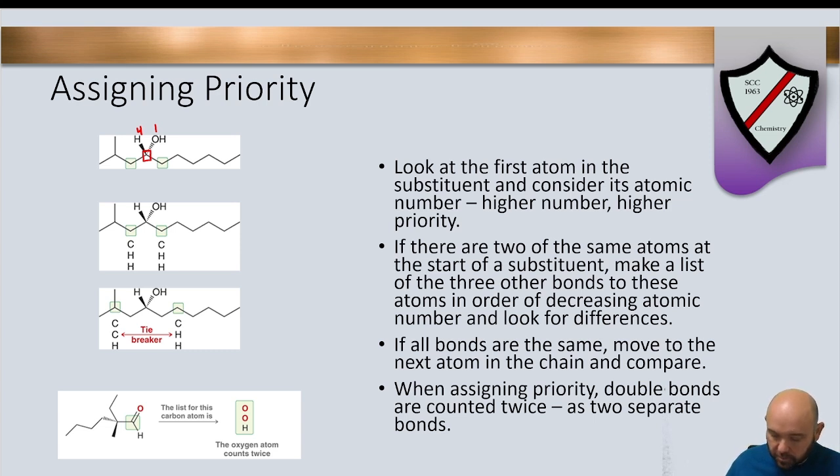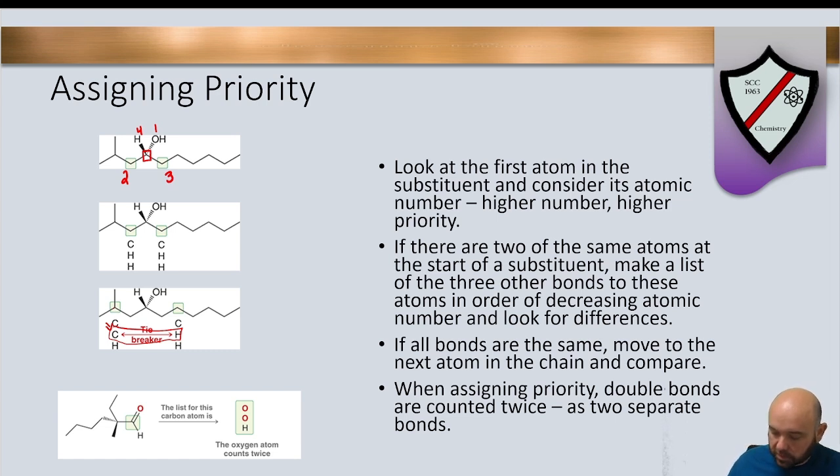And if we look at the next carbon down the chain, we list out what's bonded to each of those carbons. And we see this carbon has a carbon and a hydrogen bonded to it. This carbon only has 2 hydrogens. So this is the first tiebreaker that we come to. And so this will have the higher atomic number, and so that will be the higher priority group. And so when we look at this molecule, this will be the second priority, and this will be the third priority group or substituent on our chiral carbon.